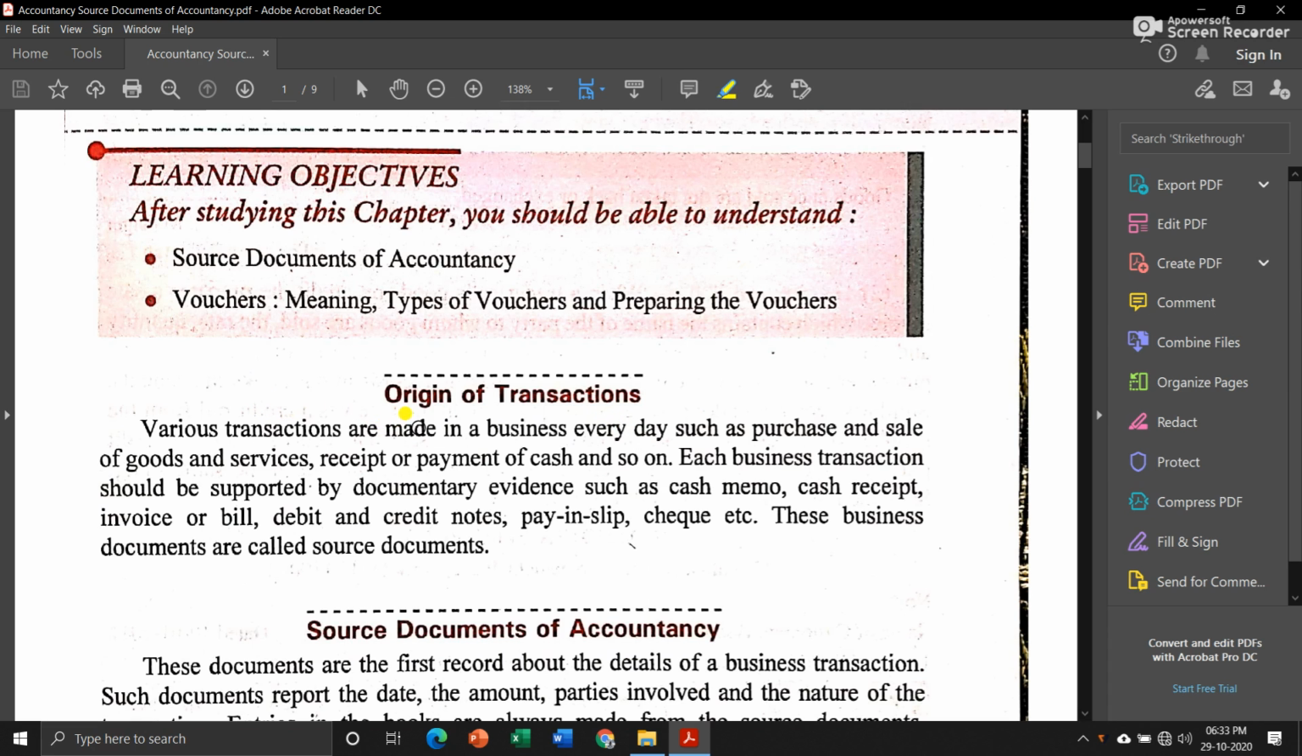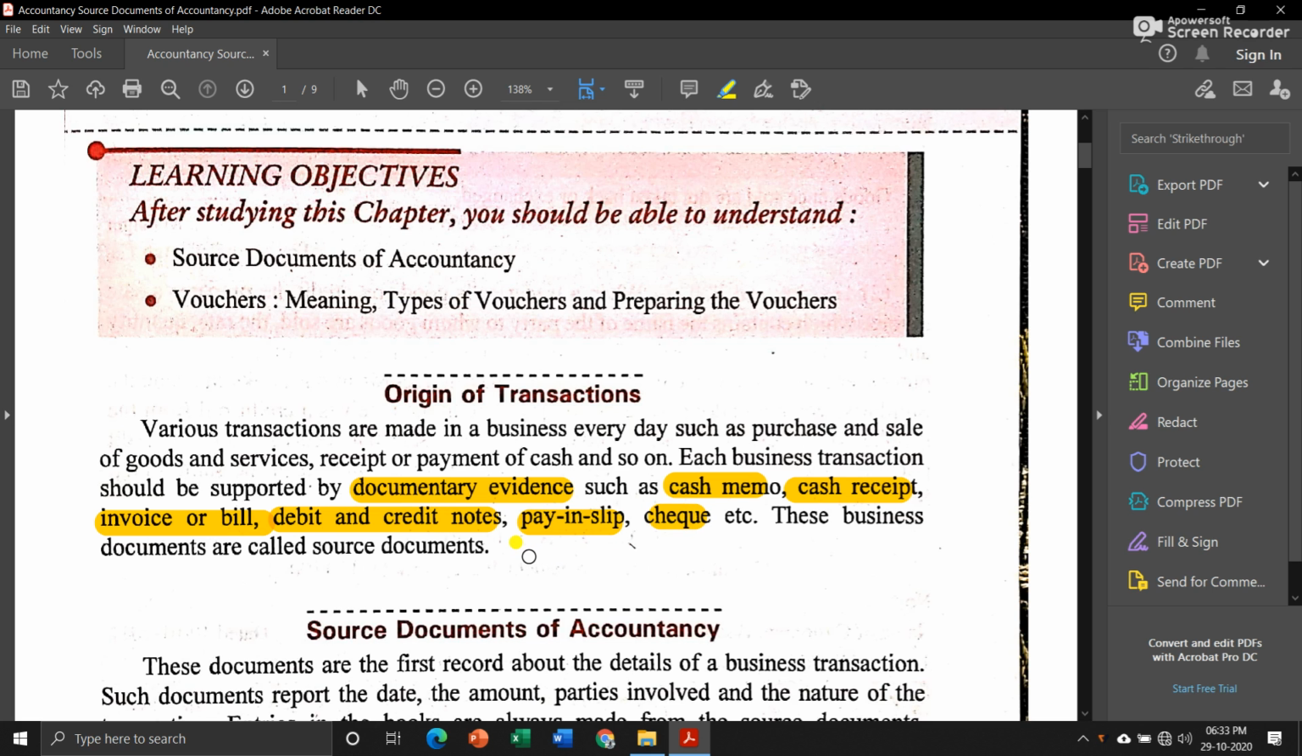Various transactions are made in a business every day, such as purchase and sale of goods and services, receipt or payment of cash, and so on. Each business transaction should be supported by documentary evidence such as cash memo, cash receipt, invoice or bill, debit and credit notes, pay-in slip, check, etc. These business documents are called source documents.